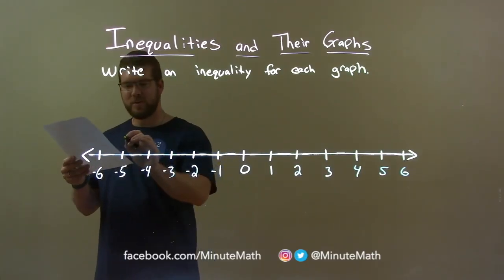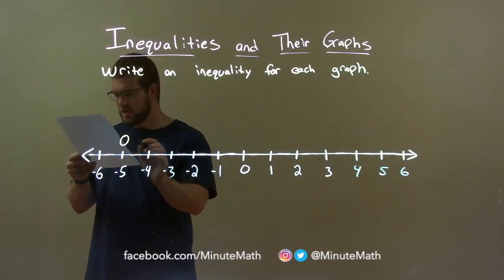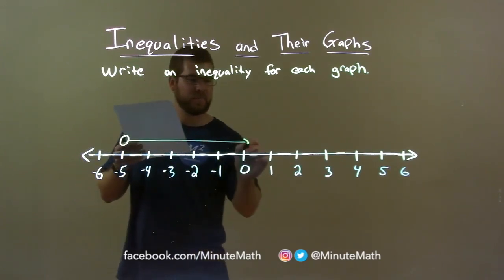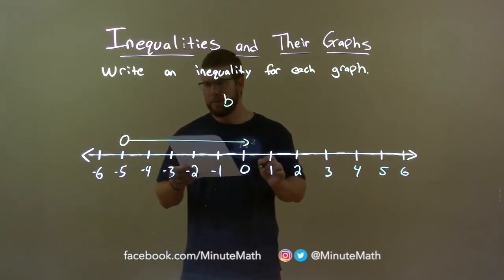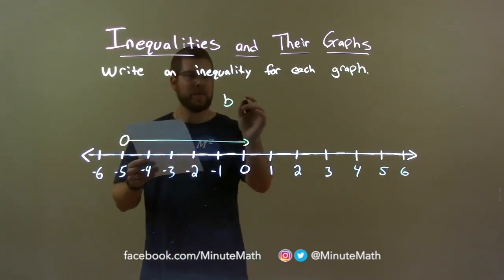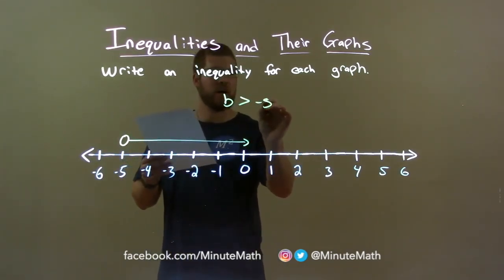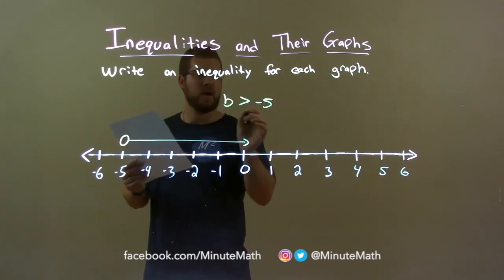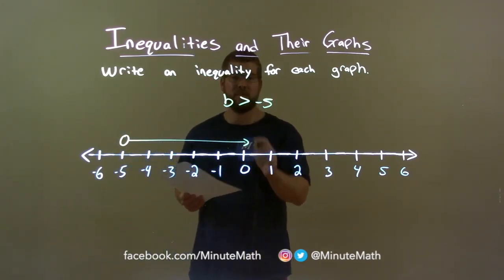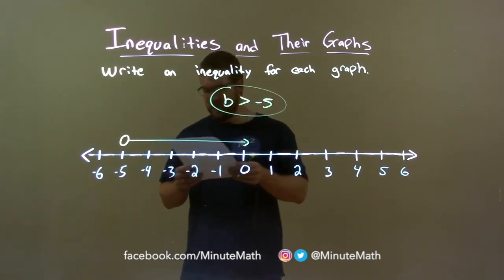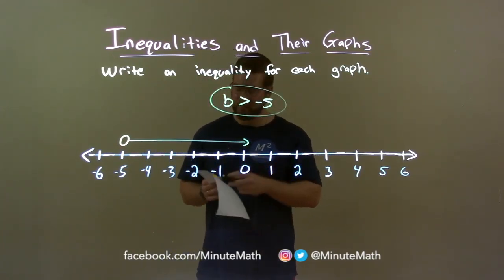We got an open circle at negative 5 here, and we're shading to the right. Well, let's use the variable b here. Since we're shading to the right, b is greater than that negative 5, where we're starting. Now, we have an open circle, so it's just greater than, no equal to, and that's it. Our answer here is just b is greater than negative 5.